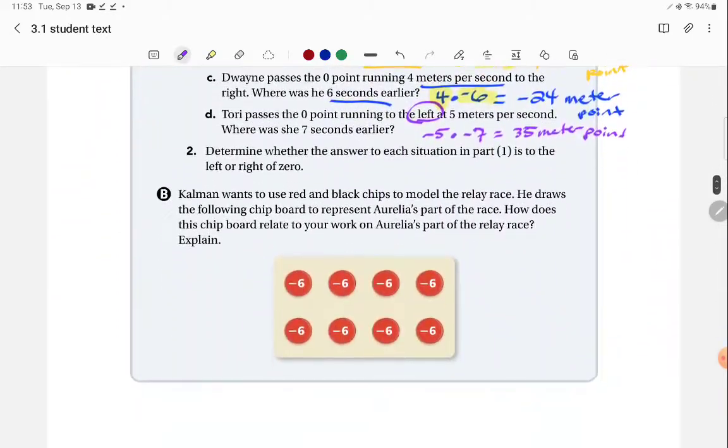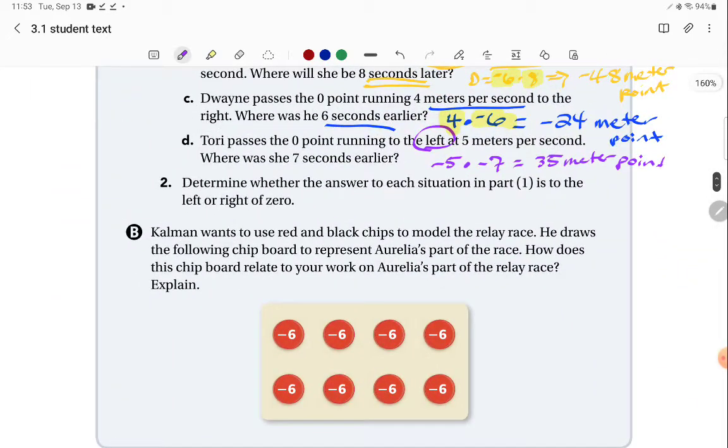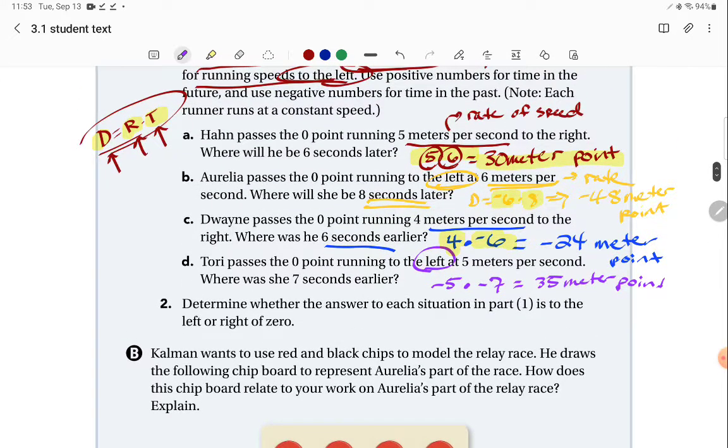So then on the last question, determine whether the answer to each situation part 1 is to the left or to the right of 0, and that's easy. Listen, if it's negative, it's to the left of 0, and if it's positive, it's to the right of 0. So we had 2 of those that were negatives, 2 of them ended up to the left of 0, and then 2 of them were positives, 2 of them ended up to the right of 0. Okay, so now take that and put it into your own words to answer that question.